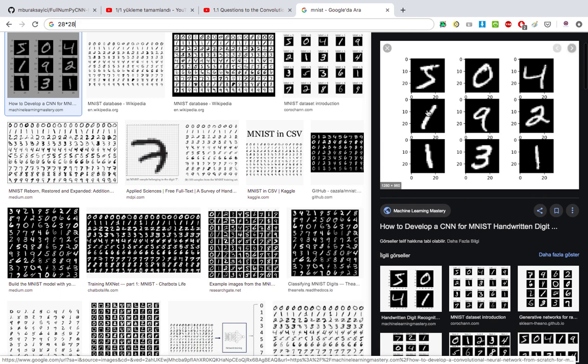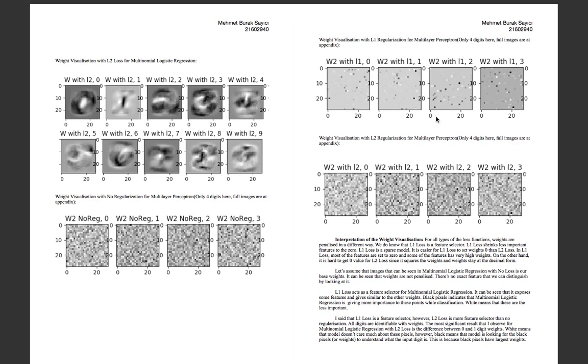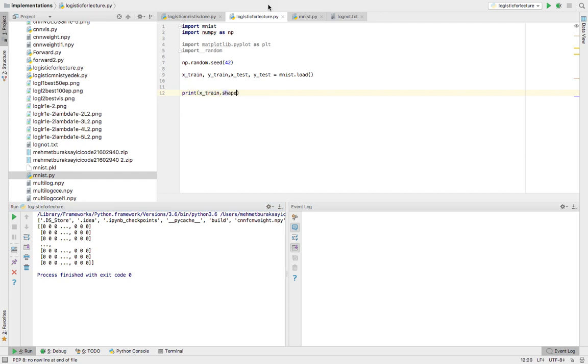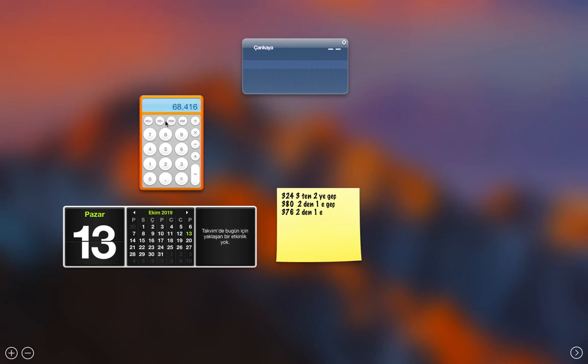It is because in MNIST the only parts that represent the image are labeled as 1, and the others are 0. Black is 0, white is 1. This is the idea, so that's why we are seeing this. And let's see the shape of it. As you can see, we have 60,000 images and 784 values for each image. This is because in MNIST you have 28 by 28 images, and that is equal to 784.